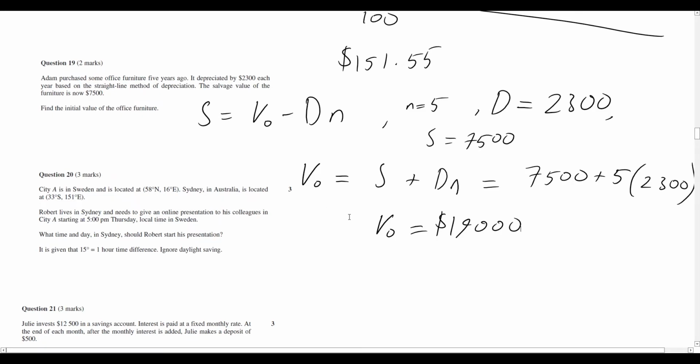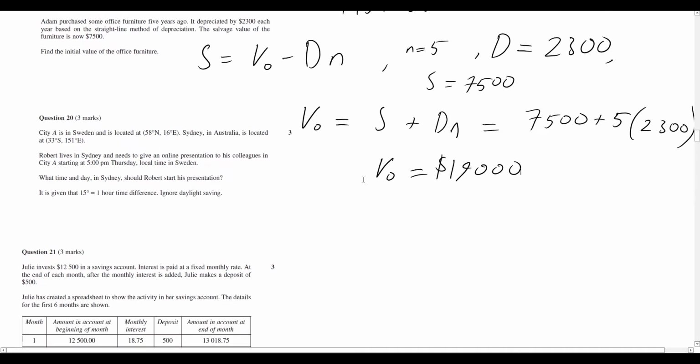Okay, question 20. It's a 3-marker, but it's actually pretty straightforward here. So, City A is in Sweden and is located at 58 degrees north, 16 degrees east. So we're going to quickly take note of the east-west for any time we see the locations represented in longitude and latitude. Always focus on the longitudinal section. So, City A is located at 16 east. Sydney in Australia is located at 151 east. Okay. So Robert lives in Sydney and needs to give an online presentation to his colleagues in City A starting at 5 p.m. Thursday, local time in Sweden. So what time and day in Sydney should Robert start his presentation?